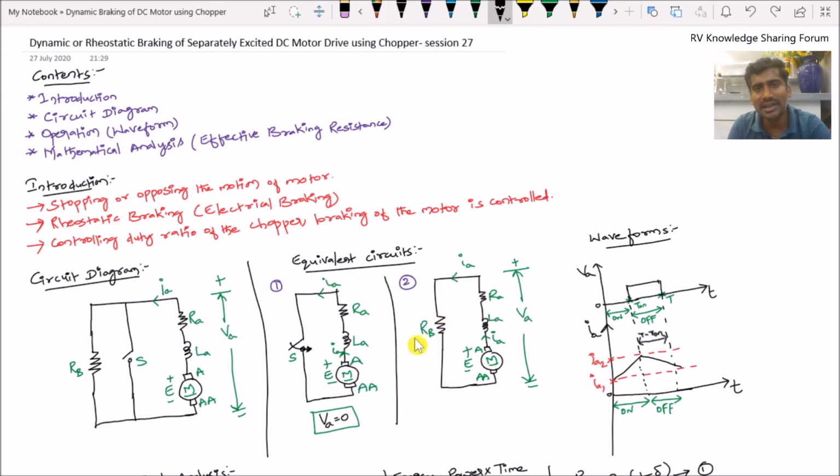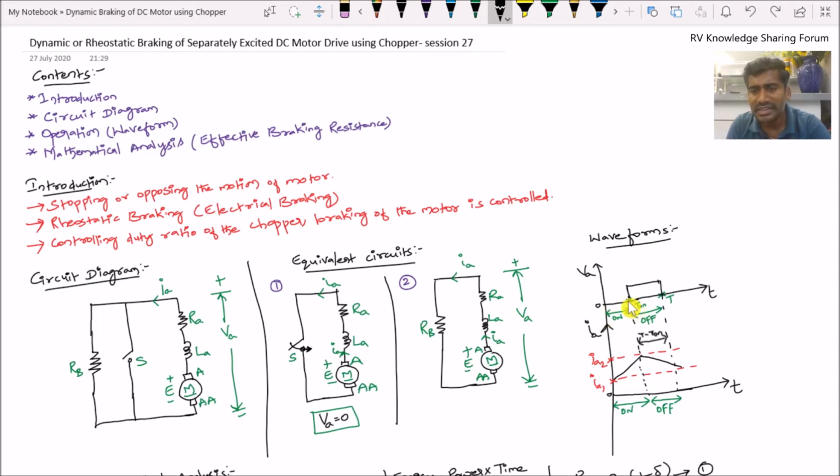So the energy which was stored in the previous mode of operation will be dissipated through the braking resistor RB. Therefore, here we will have a voltage across the armature terminals as VA, which is nothing but the drop across our braking resistance. This output voltage VA is equivalent to the drop across our braking resistor RB. Now let us draw this voltage waveform.